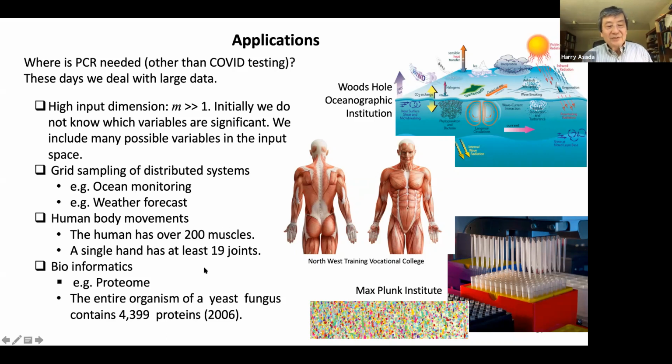Bioinformatics is another huge area. The genome, right? But now people are also interested in the proteome. All the proteins involved in some organisms are being identified. In the case of yeast fungus, 4,399 different types of proteins are involved, and that was identified in 2006. Shown here are autonomous systems to do some bio experiments. So we deal with quite large, high dimensional spaces.